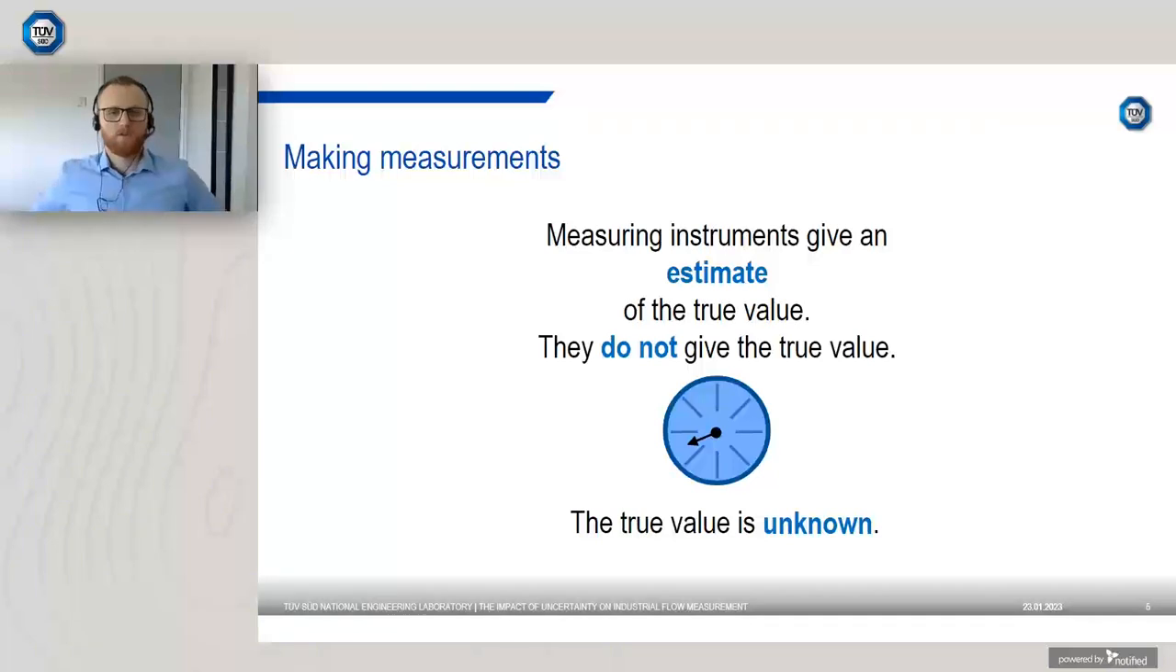So the reason essentially why uncertainty is important is that making measurements, it's only an estimate of the true value, and it does not give the true value itself. And as it says here, the true value is unknown. So if you think of using weigh scales or a stopwatch or looking at your car speedometer, all these are doing essentially is estimating what the true value is. And as it says here, it does not give the true value itself.